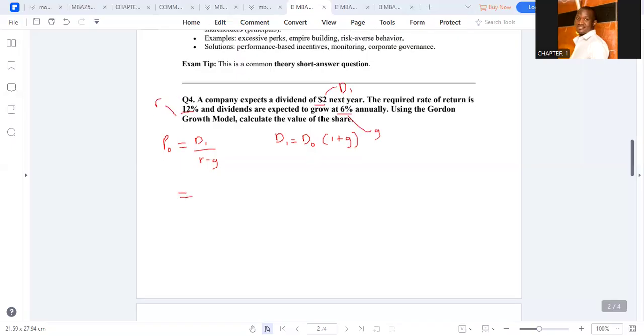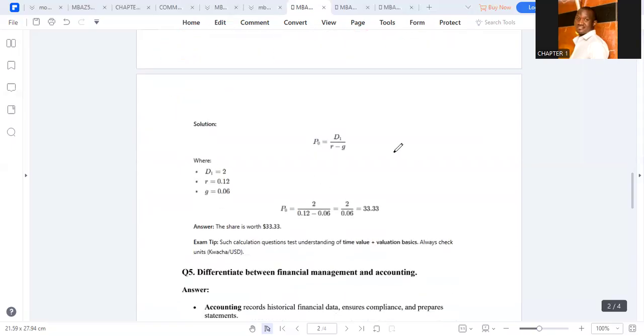So we substitute the parameters in the formula. So D1 over R minus G, where D1 is 2, R is 12%, and growth is 6%. When you substitute that, we're going to get 3.33. So this is the worth of the share.